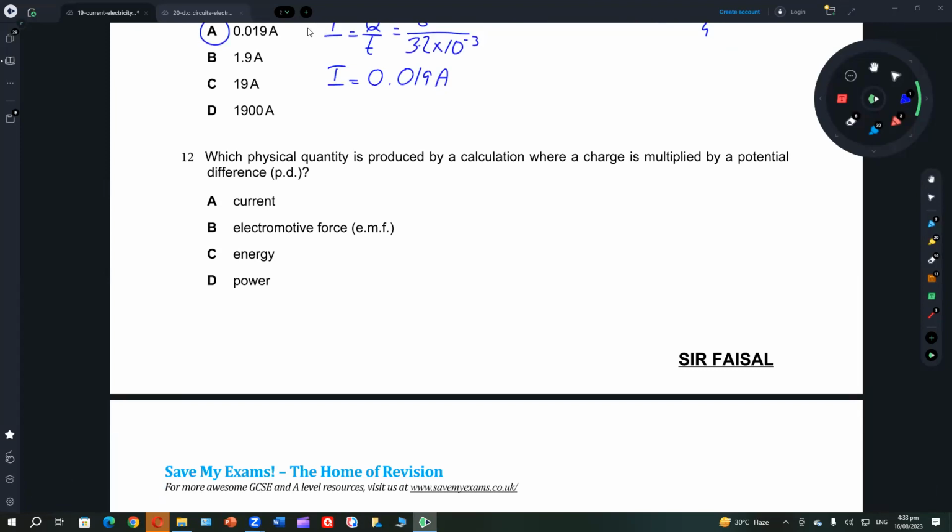Which physical quantity is produced by a calculation where a charge is multiplied by a potential difference? So when I follow this, I will get Q into V. Q into V is electrical energy.